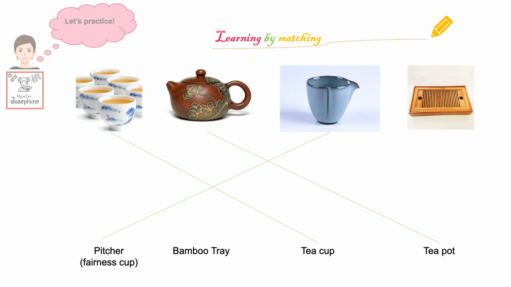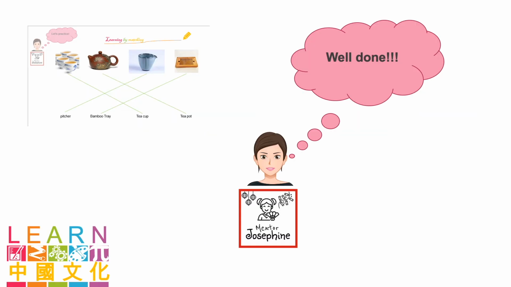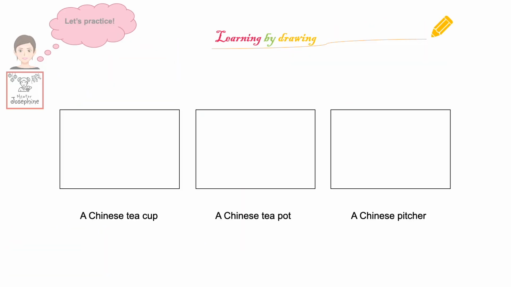And the last utensil is a bamboo tray. Very good! A bamboo tray is put under all other tea utensils. The function of a bamboo tray is to collect the water so that the table will not be wet and messy. Well done!